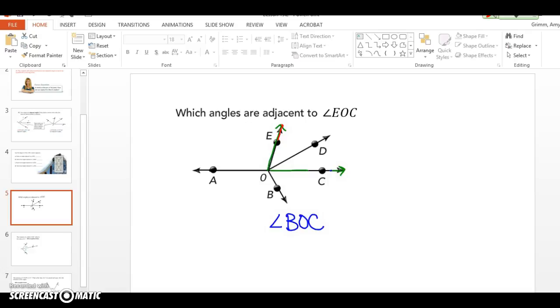Carter. EOA. So that would be this one. EOA, that would also work. Did you come up with any more? Eric. DOE? All right, let's check.